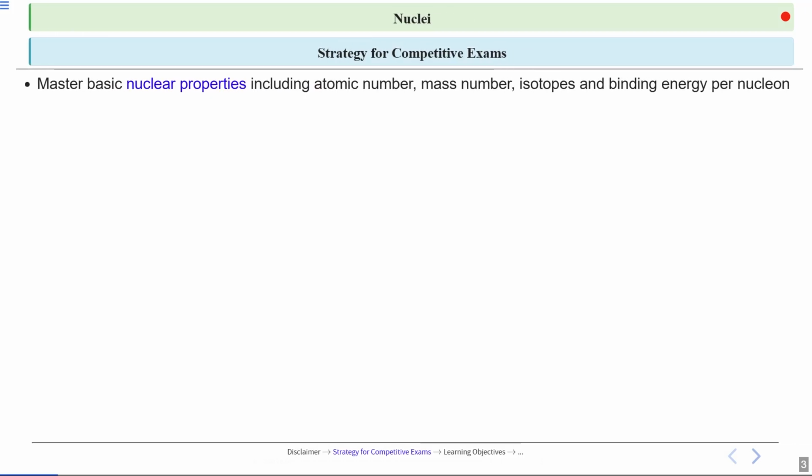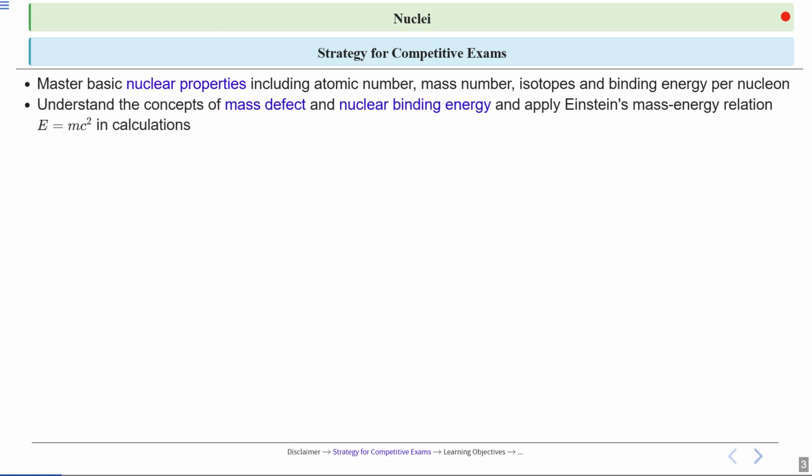Let's see the strategy for competitive exams for the chapter Nuclei. Start by mastering the basic nuclear properties. You should focus on atomic number, which tells us the number of protons in a nucleus, and mass number, which is the total number of protons and neutrons.